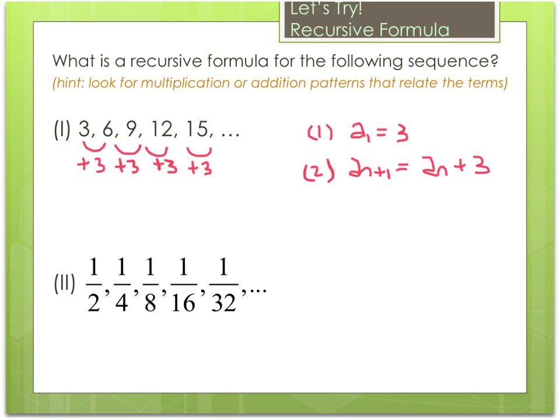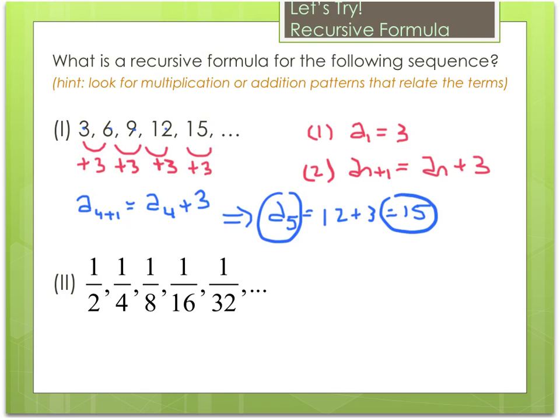So just to check to make sure this works, let's say I want to look at a sub 4. So if I want to plug in 4 here, a sub 4 plus 1 will equal a sub 4 plus 3. So let's check and make sure. Does a sub 5 equal, well a sub 4, 1, 2, 3, 4 is 12. 12 plus 3 is 15. Is a sub 5 equal to 15? Well, 1, 2, 3, 4, 5. a sub 5 is equal to 15. So I know that my recursive formula works.